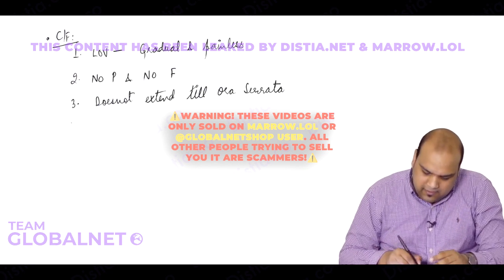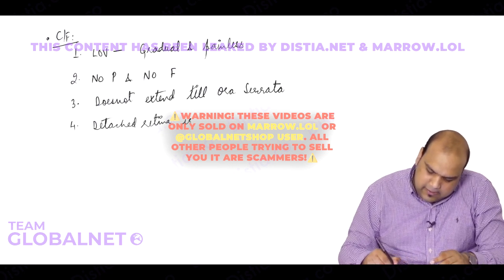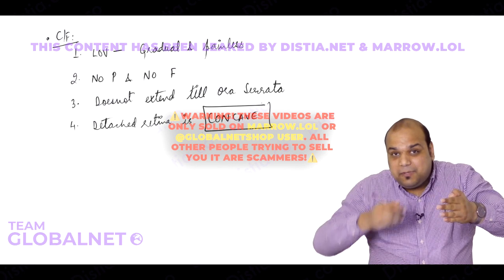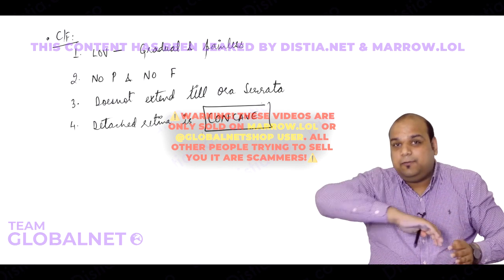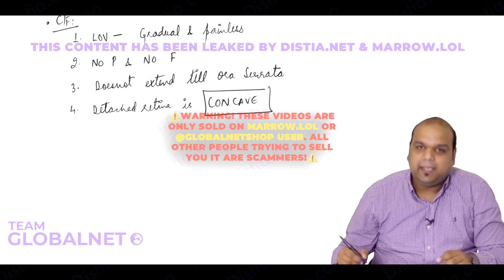Okay. Number 4. Very important point, everybody. The detached retina is concave. It will be detached, but it will be concave when you look at it. It will not be convex. Am I clear? I hope I am, everybody.